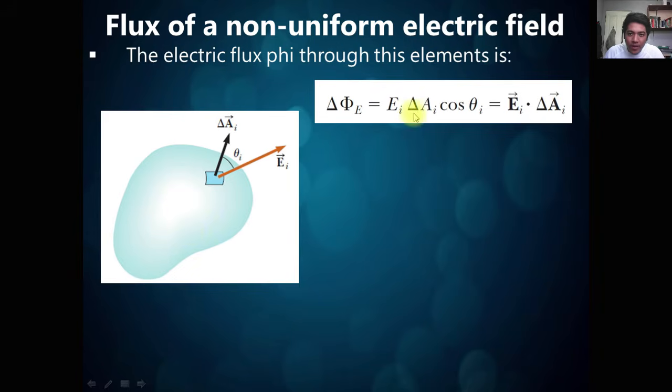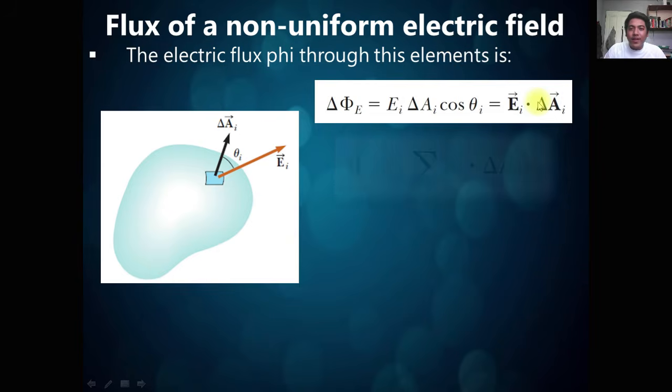So we have the formula here. We don't have any new formula. Simply, we have a subscript i to denote that this is a piece of area and a piece of electric field passing through this surface. So we have E sub i times delta A sub i cosine theta sub i. This electric flux comes from the dot product. The definition of electric flux is basically the electric field vector dotted with the area vector, or the normal vector. So we have these vectors here.